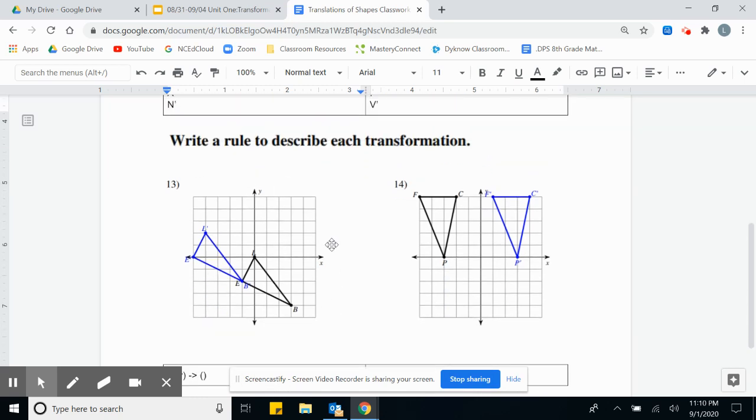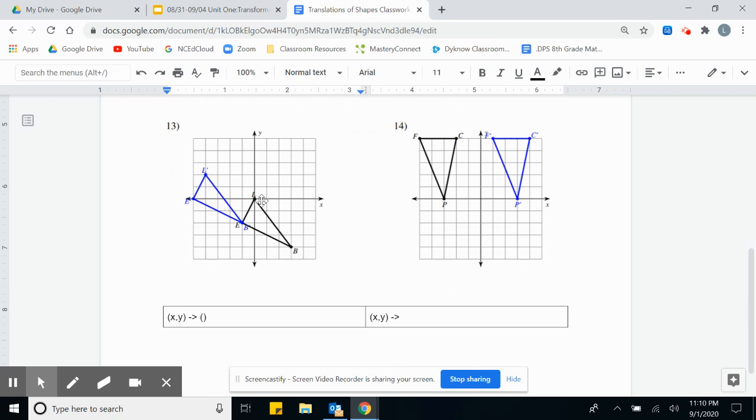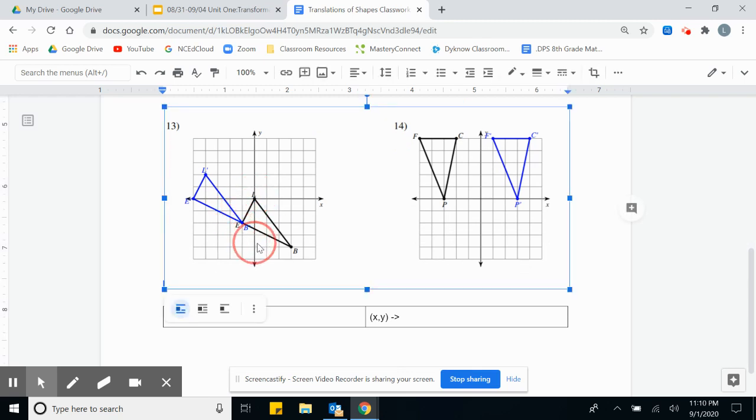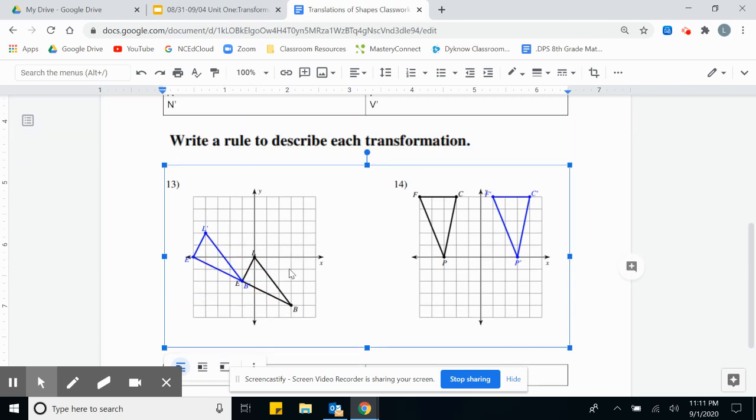So on the flip side of it, you see right here that we have the figure BLE, excuse me. You go in alphabetical order, BLE, BEL, mixing it up. BEL is the original, the pre-image. The prime image is going to be here, BEL prime. All right, so your job is to write that rule. The most simple way to do it is pick a pre-image notation and pick a prime notation to do that.